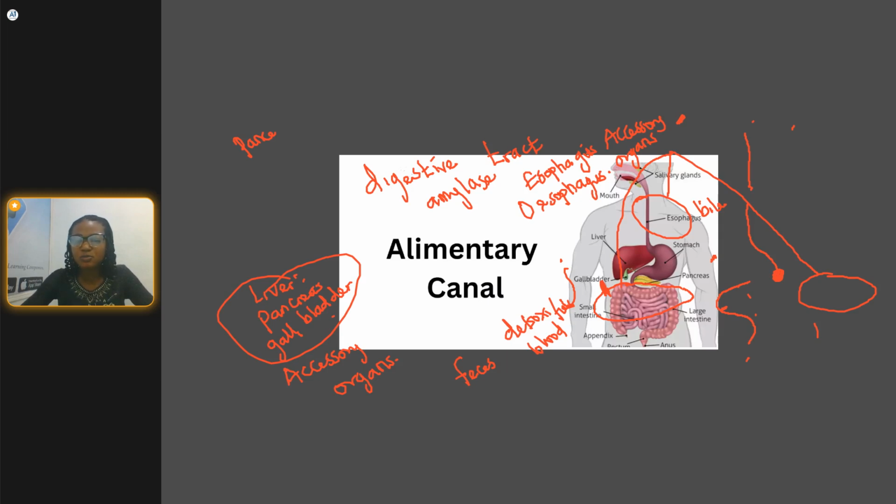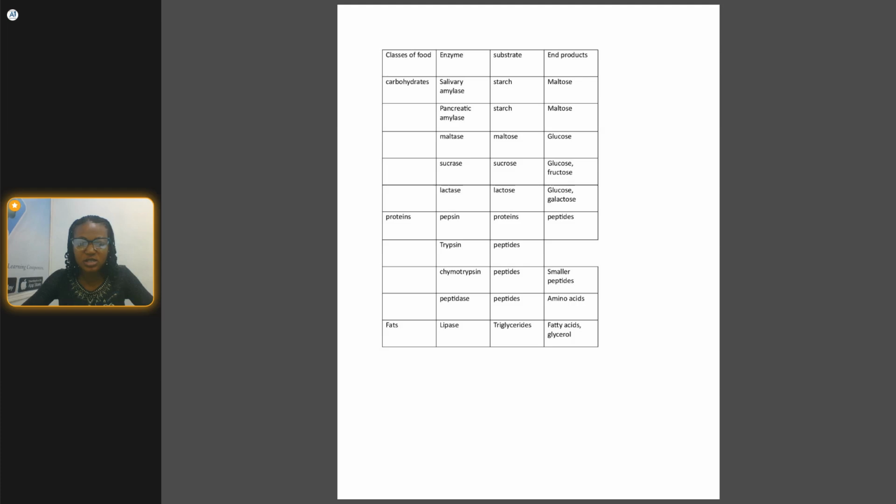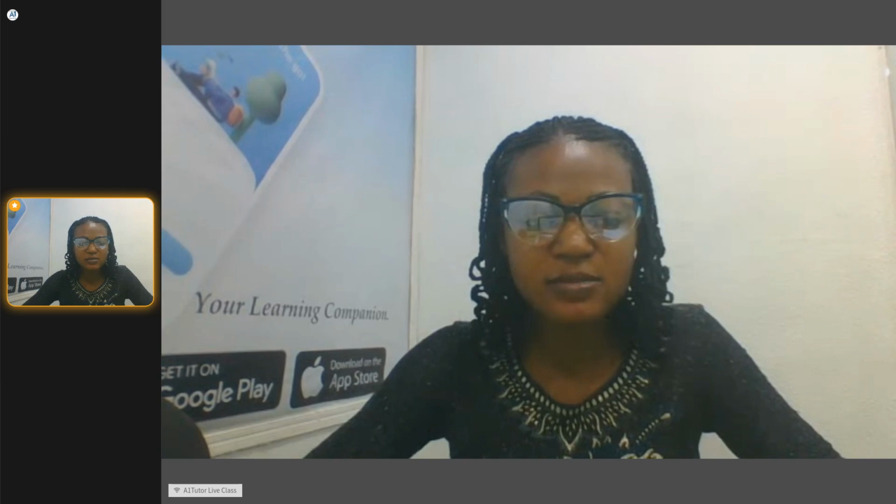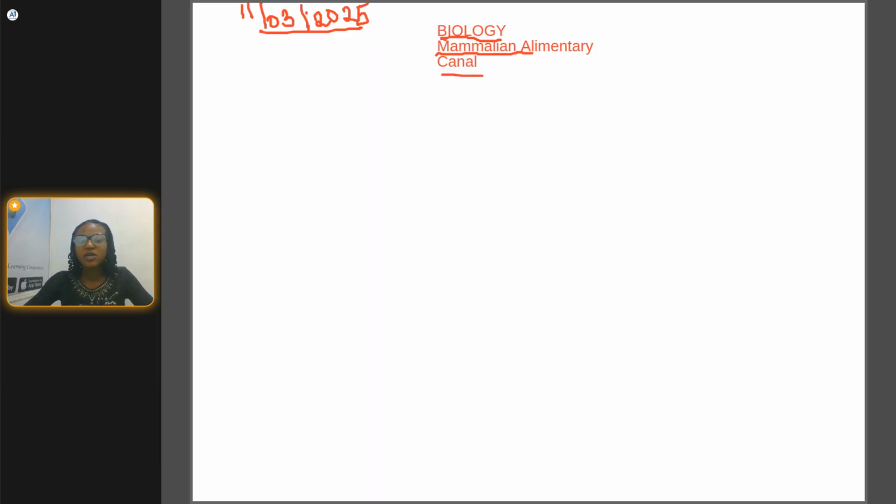So I'm going to be presenting another chart now. Talking about the enzymes, we have different types of digestive enzymes, just like I mentioned when I was explaining the alimentary canal. I made mention of some organs that secrete enzymes and the type of enzymes, which is based on the class of food you take in.